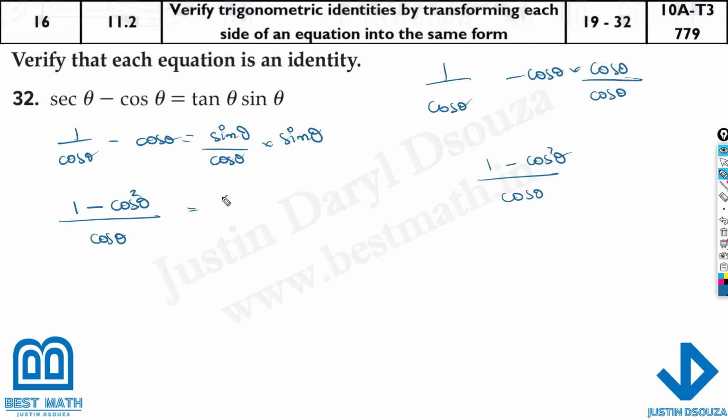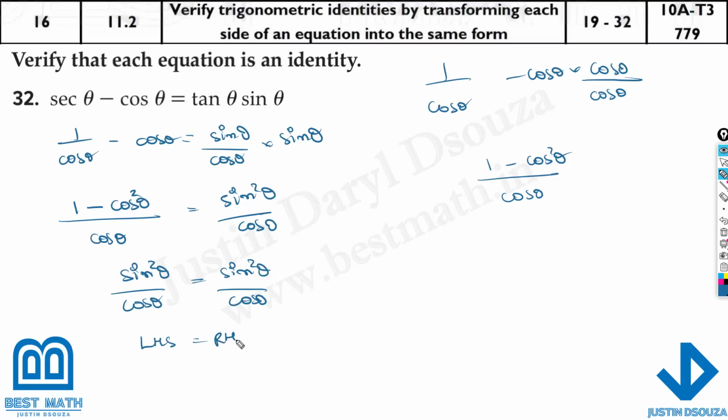Now here it's sine and sine, it is sine square theta by cosine theta, and 1 minus cosine square theta is sine square theta by cosine theta. That is equal to the right hand side. So yes, this is also proven. LHS is equal to the RHS. Now if you write this much, you should get full marks. No issues over here. That's how we solve it.